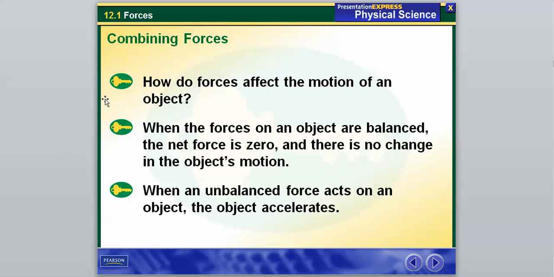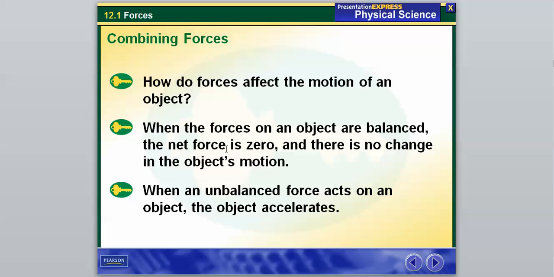And so just to keep moving on, getting more specific about forces, again, we have a couple key questions here. It says, how do forces affect the motion of an object? So motion is what we spent our whole last chapter on. So now we're going to look at how forces play a role with how things can move. When the forces on an object are balanced, the net force is 0, and there's going to be no change in the object's motion.